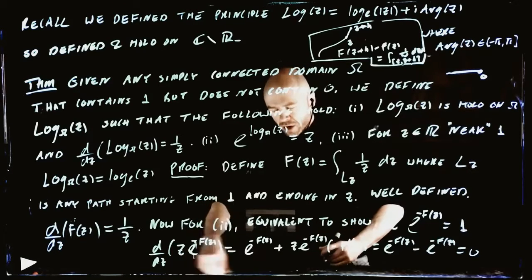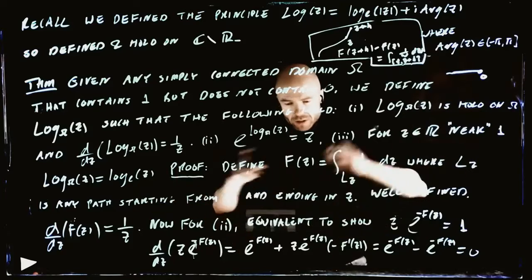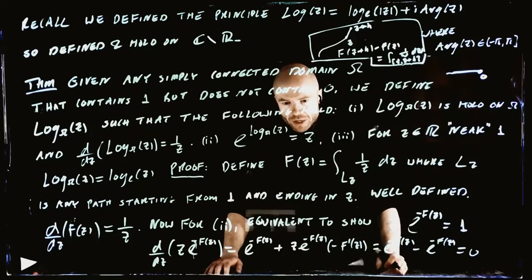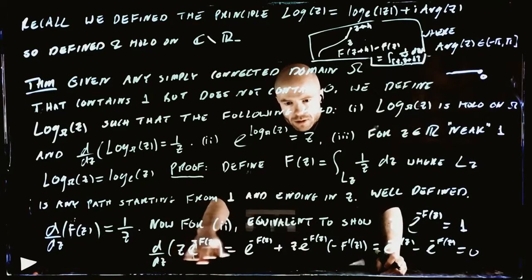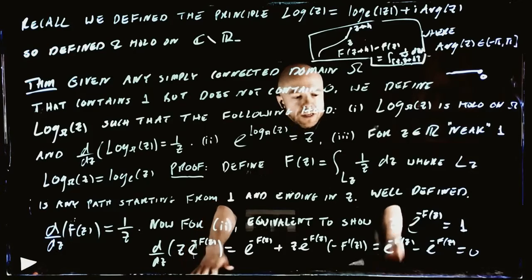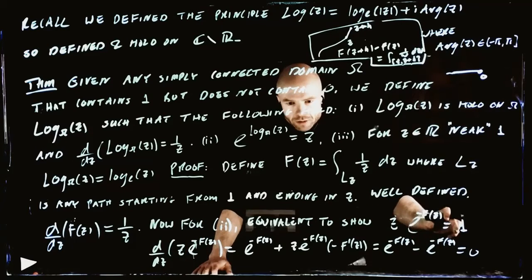Yeah? Cool. So the derivative of this thing is 0, right? And it's defined holomorphic on a simply connected set. Yeah? Therefore, the entire thing is constant. And the only thing is to show that this thing is actually equal to 1. When we show it's equal to 1, then we're done.